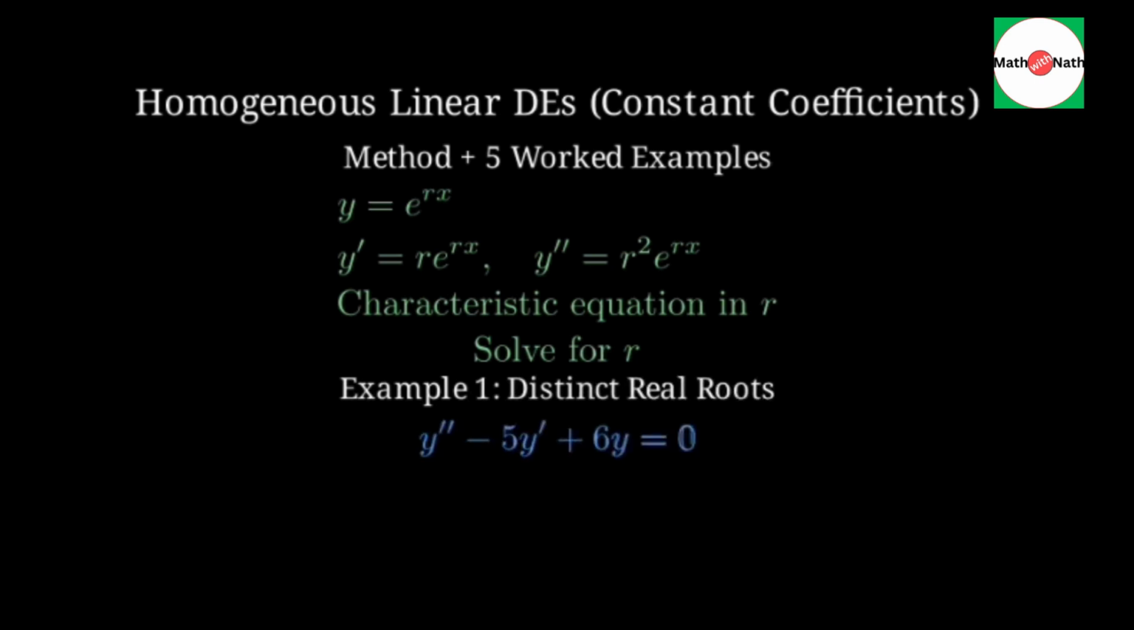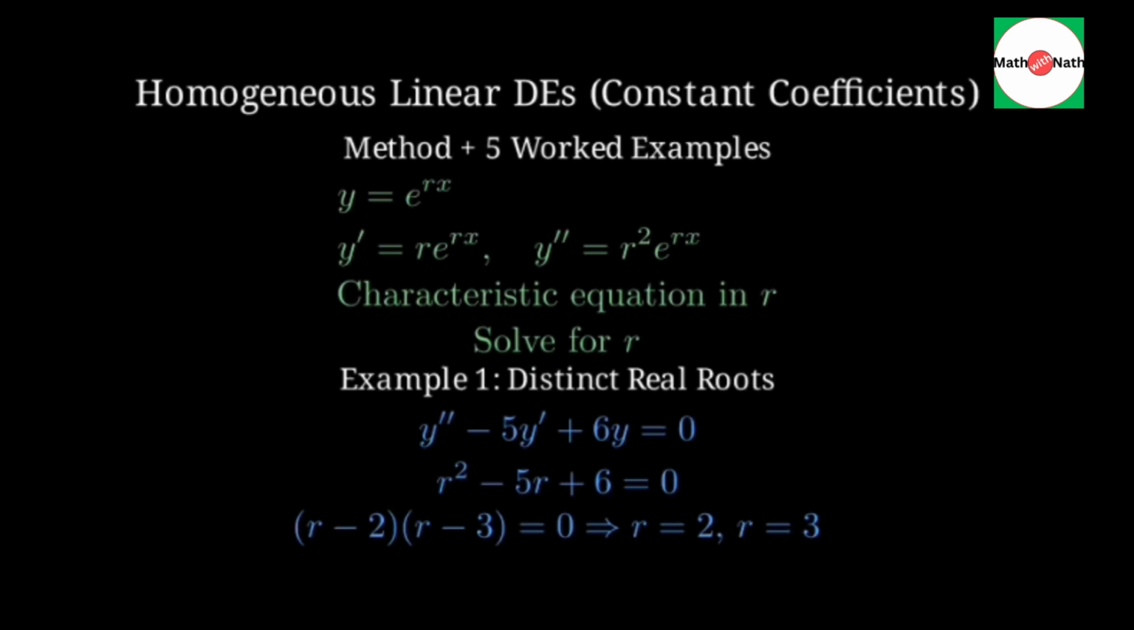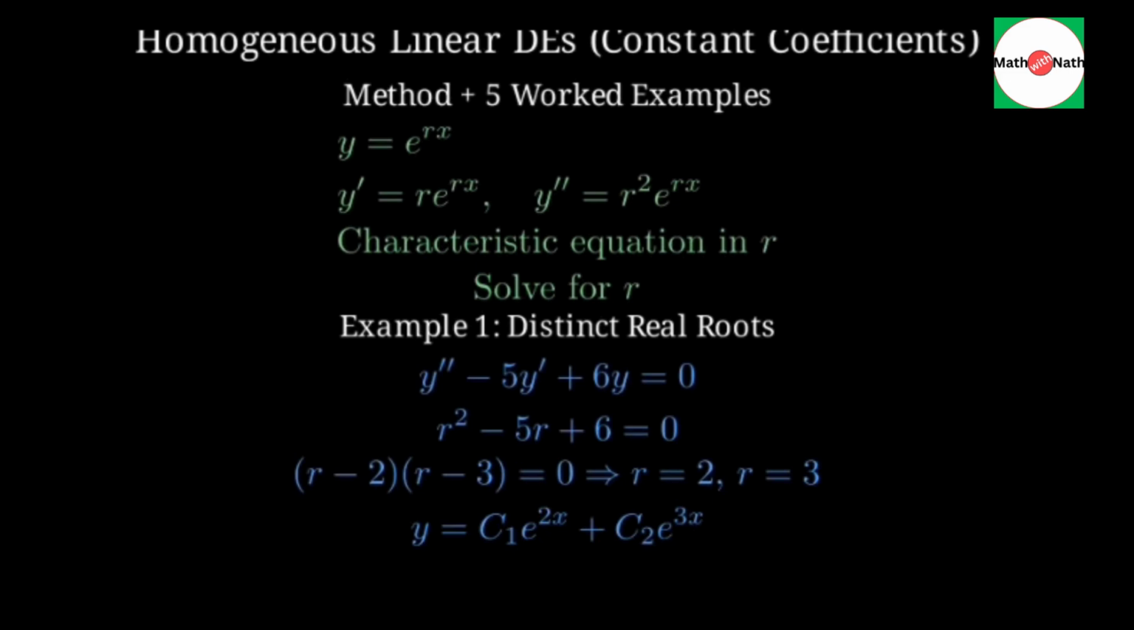Example 1. Distinct real roots. Solve y double prime minus 5y prime plus 6y equals 0. We substitute y equals e to the rx and get the characteristic equation r squared minus 5r plus 6 equals 0. Factoring gives r equals 2 and r equals 3. So the solution is c1 e to the 2x plus c2 e to the 3x.